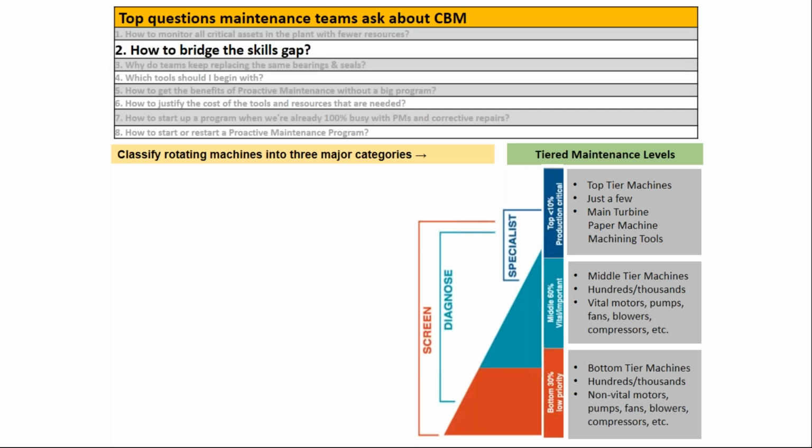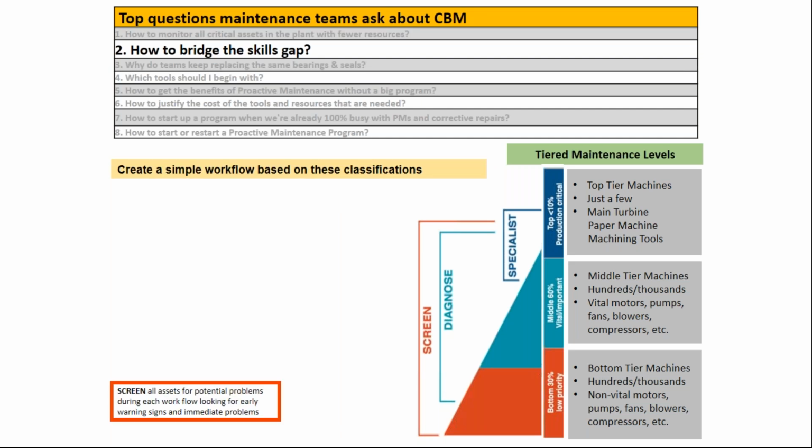These are the meat and potatoes of the plant, and these are the ones that the maintenance team needs help to keep running. And at the bottom tier are thousands of non-vital pumps and motors and fans and that kind of stuff. So once we realize what kind of machines we have in our plant, let's look at a simple flow path to help us bridge the skills gap. Instead of calling in an expert for all of our problems on all of our machines, because we just don't have the resources, let's screen our machines.